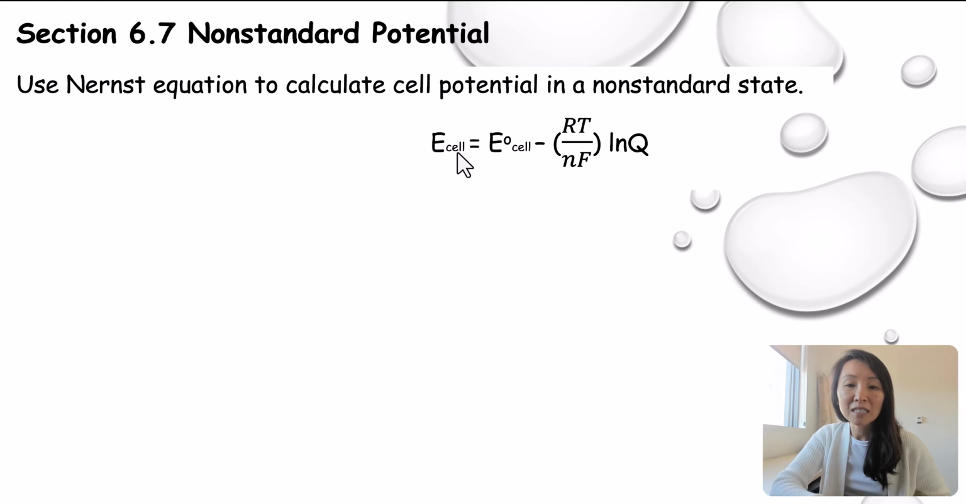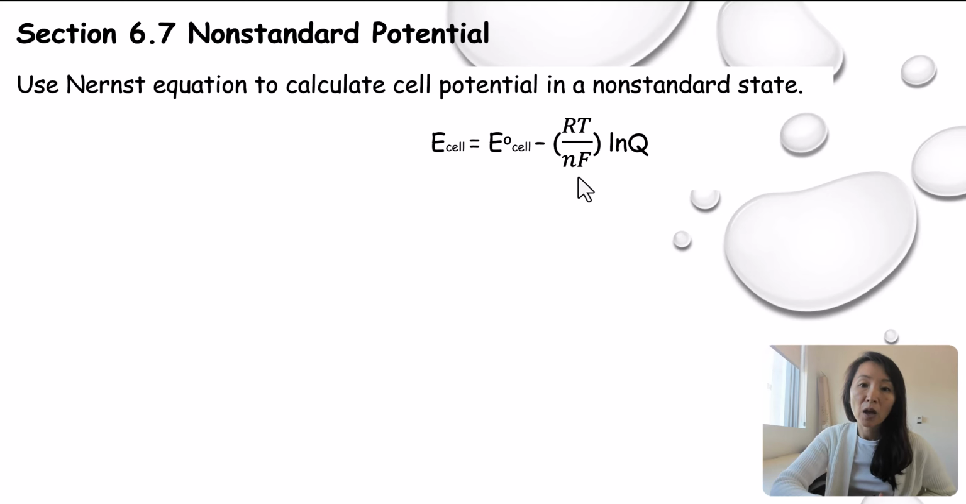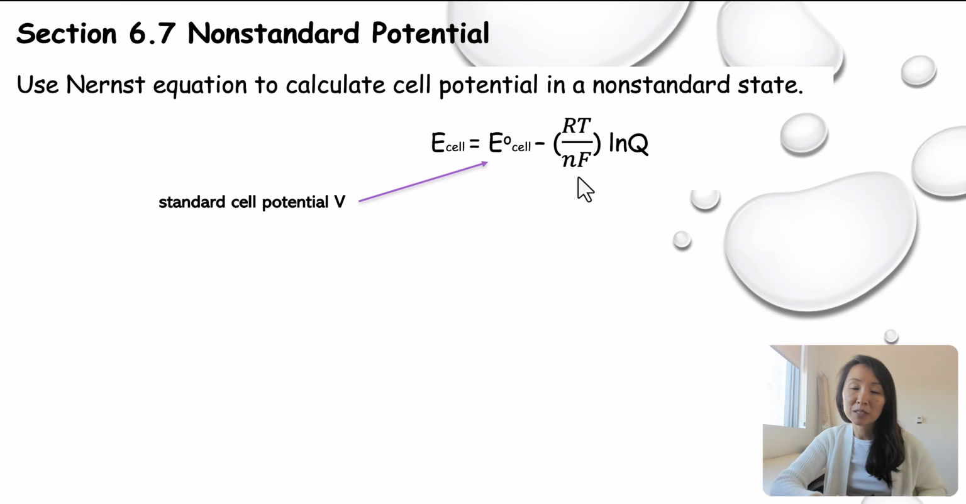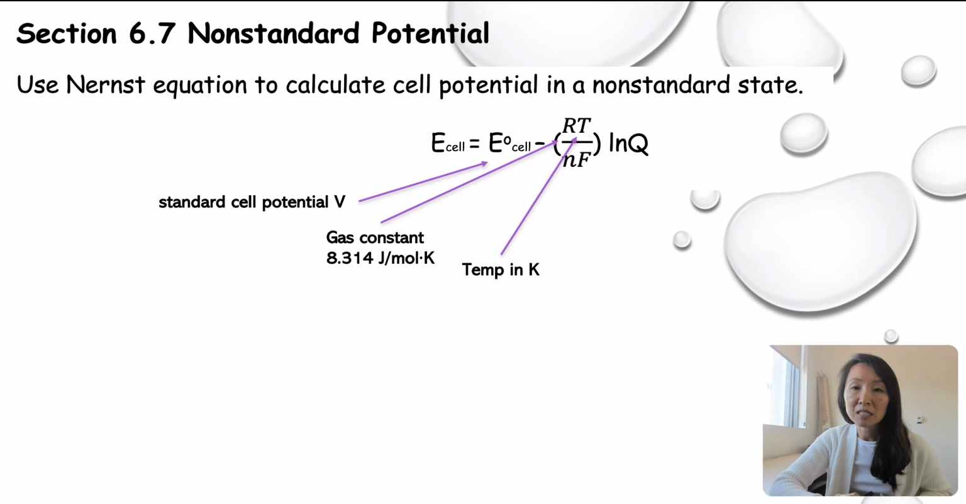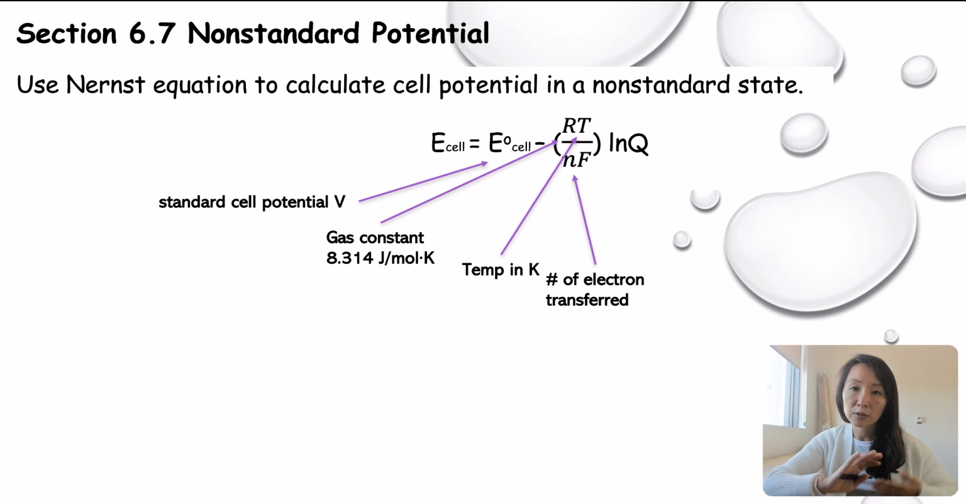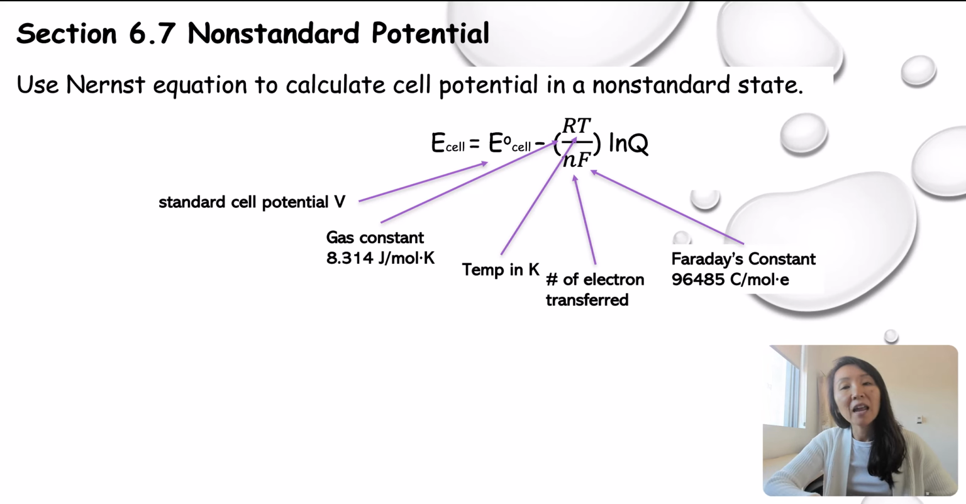It's shown as E cell equals the cell potential at standard state minus RT over nF ln of Q. That E naught cell represents the standard cell potential in volts, or joules over coulomb. The R represents the gas constant. T represents temperature in Kelvin. n represents how many electrons are transferred in the redox reaction. F represents Faraday's constant. And lastly, Q is the reaction quotient.